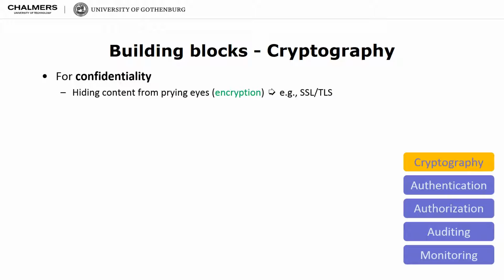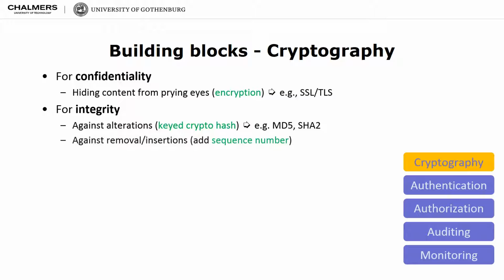But cryptography can also be used in the context of integrity. And often it's used to protect a message against alteration, or rather to make it possible to detect when a message has been changed, and also to avoid insertions or removal of additional messages in a sequence of messages. And finally, it can also be used for authenticity to prove the origin of the sender, for instance, via a mechanism called a digital signature.